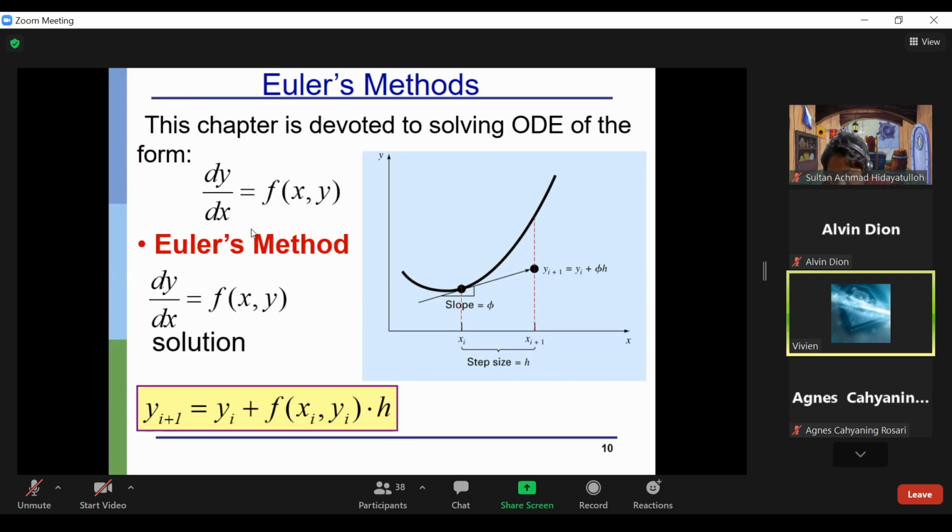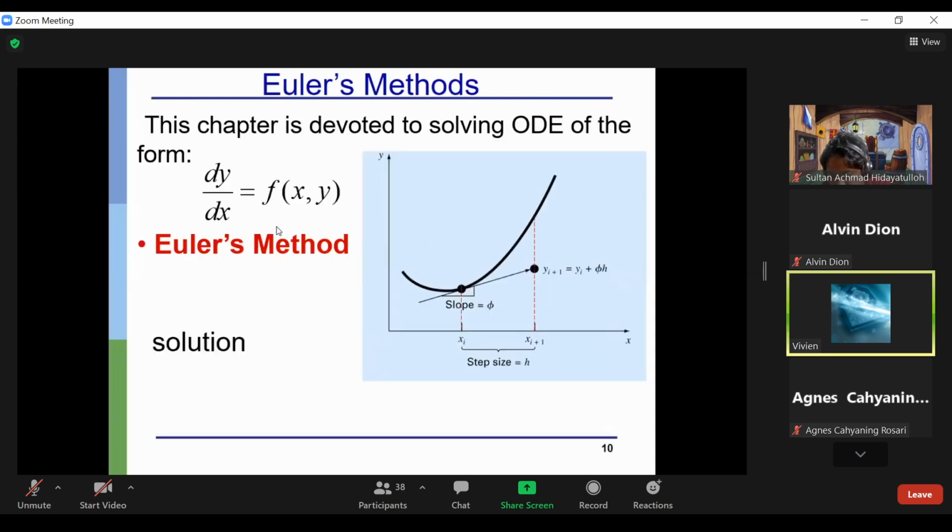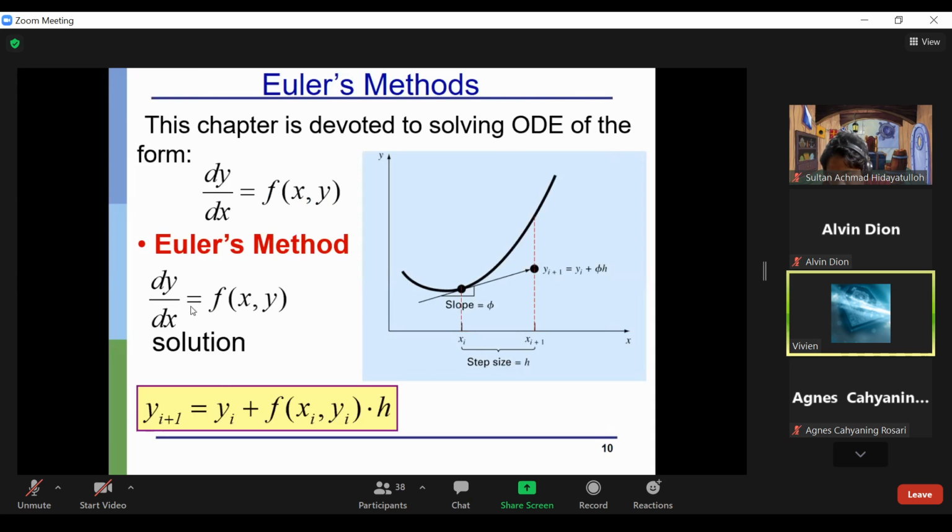So this is the first method, which is called Euler's method. With Euler's method, we have dy over dx, which equals a function of x and y. So we have dy over dx as a function of x and y. So we can solve for that. If we substitute dy over dx with y i plus 1 minus y i over h, we can move that h to the right-hand side, so that will be f of x i, y i times h plus y i from the left, if we move it to the right.